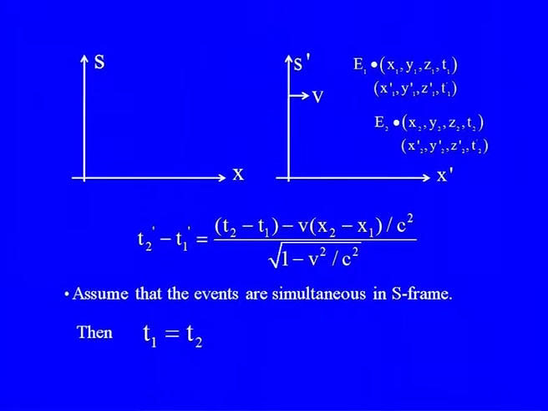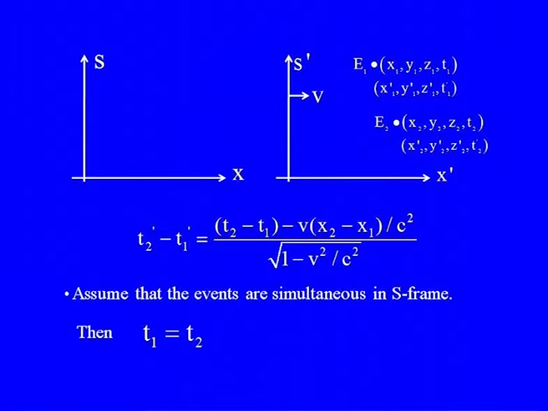As seen, the difference between these two primes is obvious. It is t2 prime minus t1 prime. So we find that is the same as t2 minus t1, the things on the right hand side being the coordinates, the times that we have in the S frame. That is t2 minus t1 minus v times (x2 minus x1) by c square, divided by root over of 1 minus v square by c square.